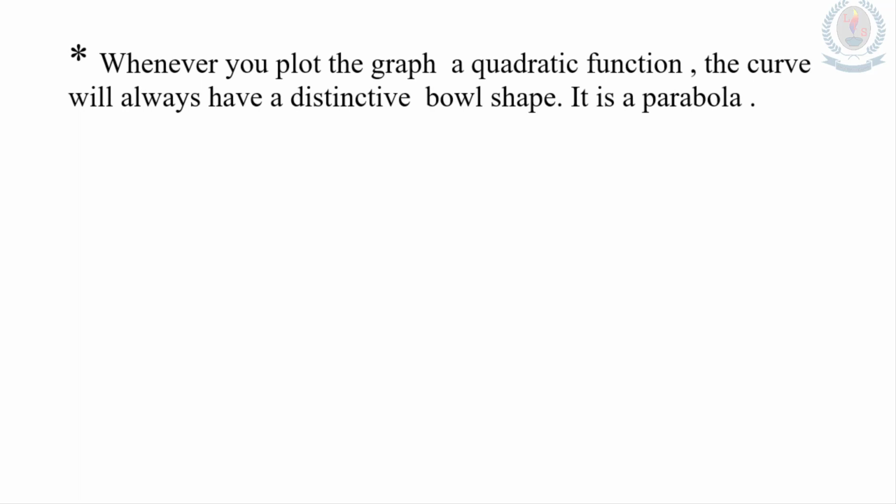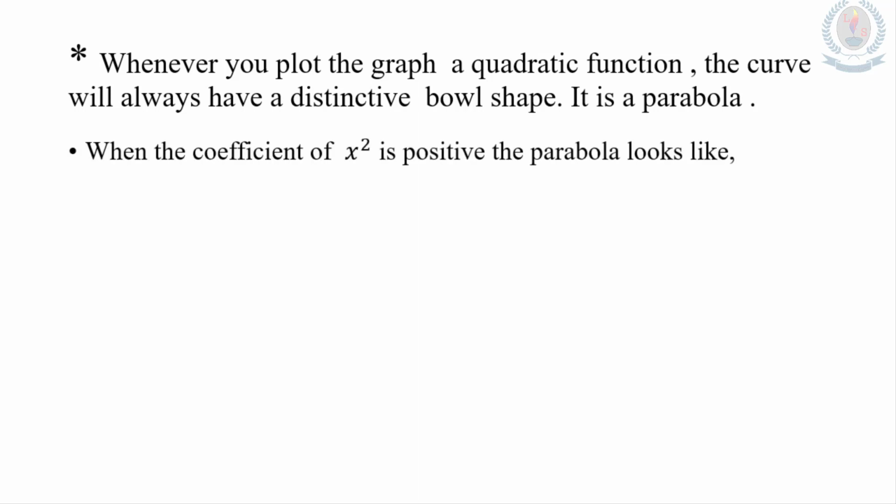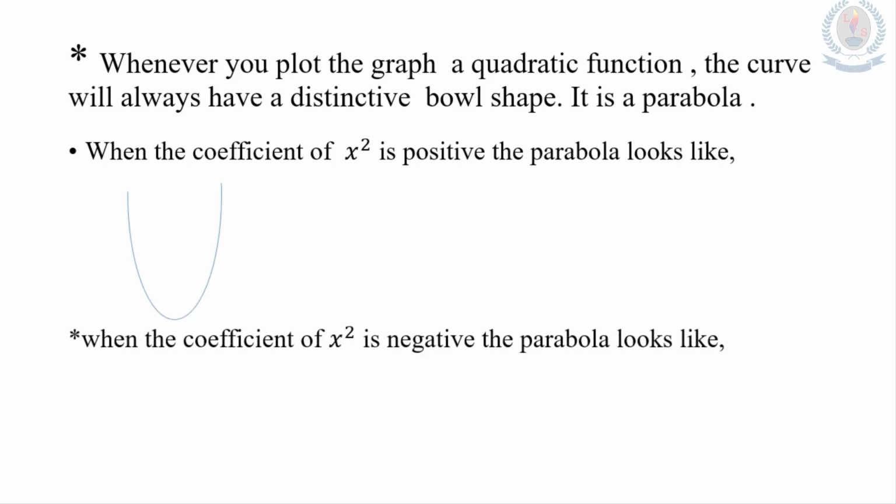Here you can see some important things. Whenever you plot the graph of a quadratic function, the curve will always have a distinctive bowl shape. It is a parabola. When the coefficient of x square is positive, the parabola opens upward, like a bowl. When the coefficient of x square is negative, the parabola opens downward.